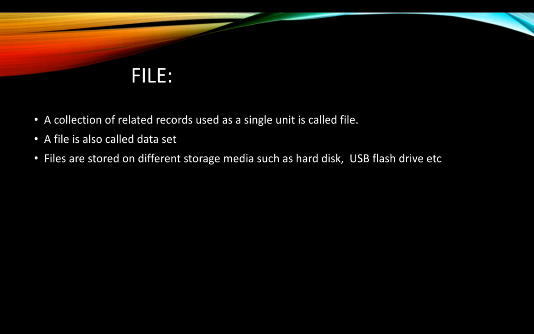Now, what is a file? A collection of related records used as a single unit is called a file. A file is also known as a dataset. Files are stored on different storage media such as hard disk, USB flash drive, or optical disk, etc. A file must have a meaningful name, just like the employee file is named employee, and the student file is named student. Is it clear?